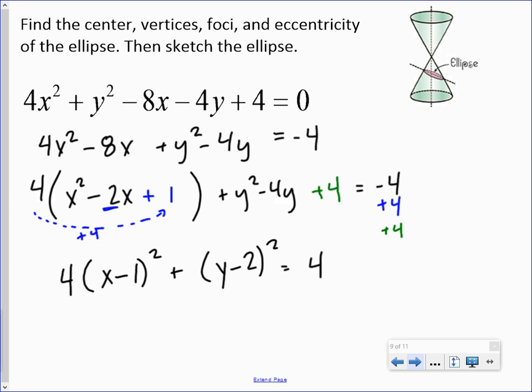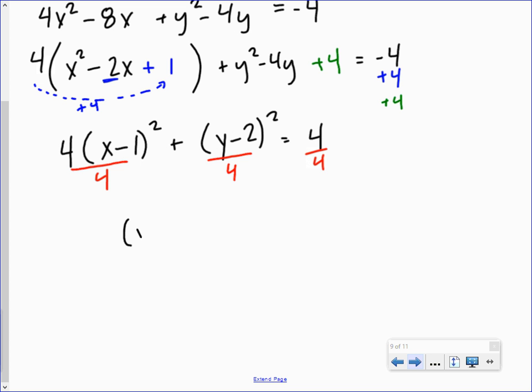Okay. Now, this looks closer to standard form. The last thing I have to do is make sure that it's equal to 1. So I'm going to divide everything by 4. So that gives me x minus 1 squared. Oh, sorry. The 4's cancel, right? Plus y minus 2 squared over 4 equals 1.